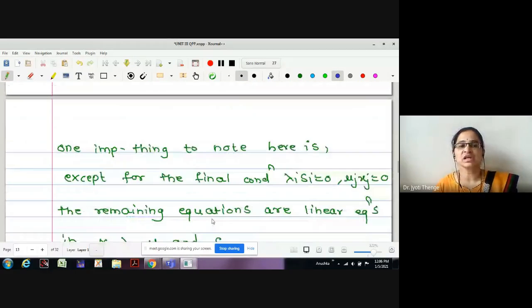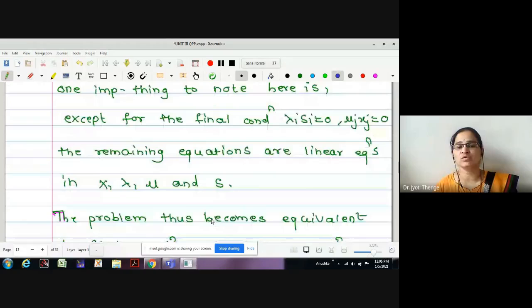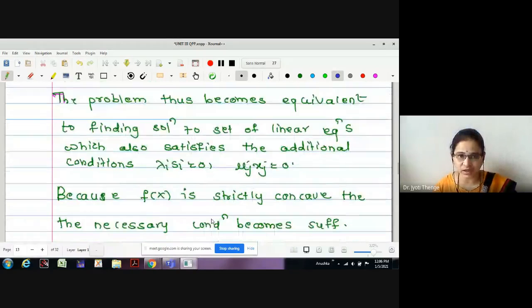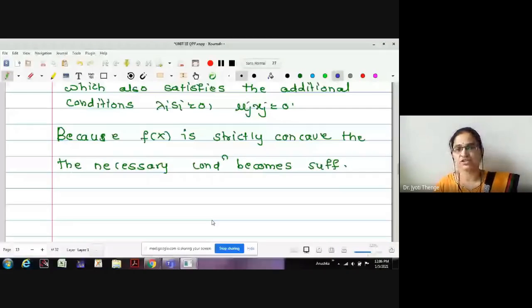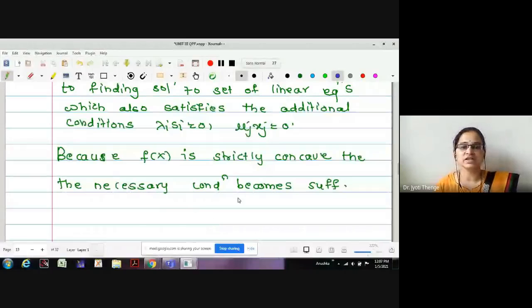Therefore, the problem now becomes equivalent to finding the solution of a set of linear equations which also satisfies the additional conditions lambda i si equals 0 and mu j xj equals 0. Now, as the function is strictly concave, the condition becomes sufficient.